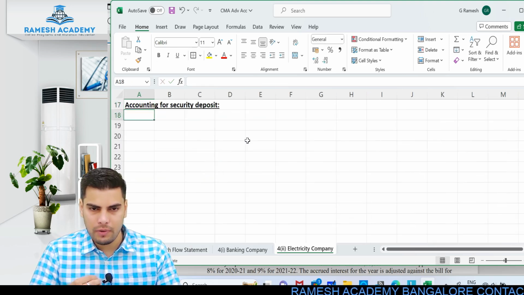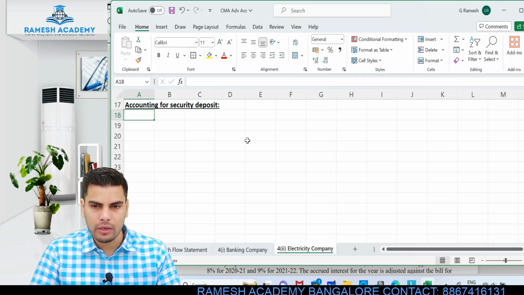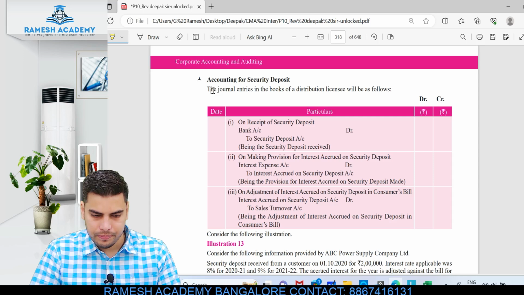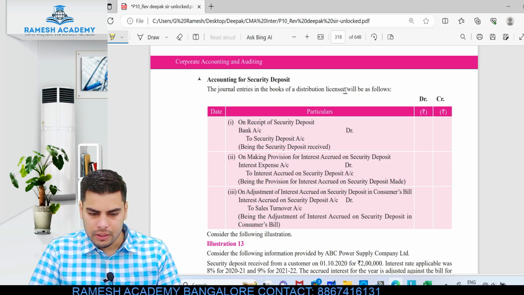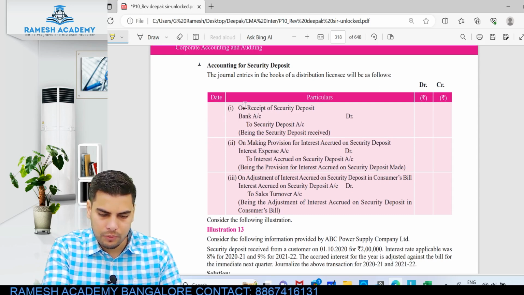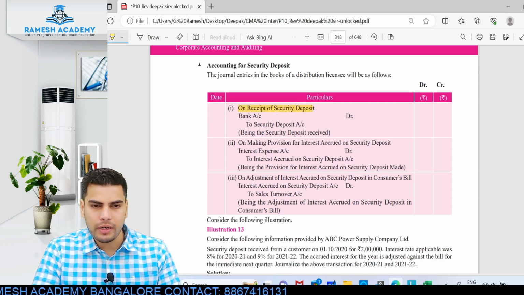When we are receiving the security deposit, the electricity company also will be maintaining some provisions relating to these security deposits. What are the entries which they are supposed to pass? Let us understand this accounting treatment. The journal entries in the books of distribution license will be as follows. First transaction would be on receipt of the security deposit. Very simple, right? This would be a liability for the electricity company. They'll have to repay this amount back. So what will be the entry?